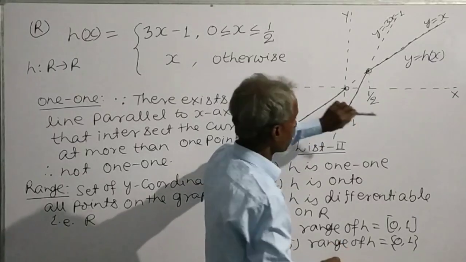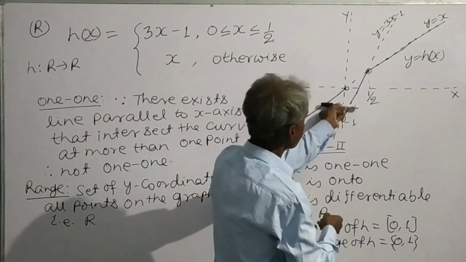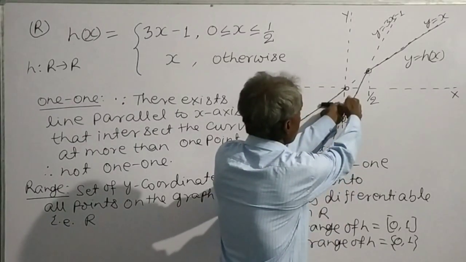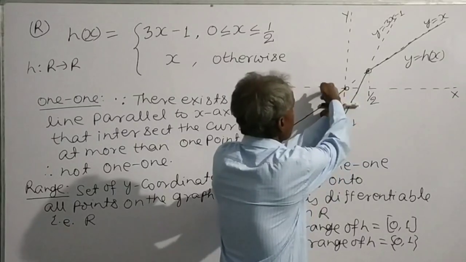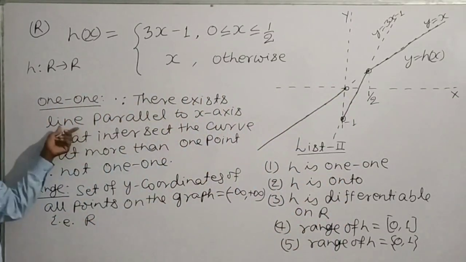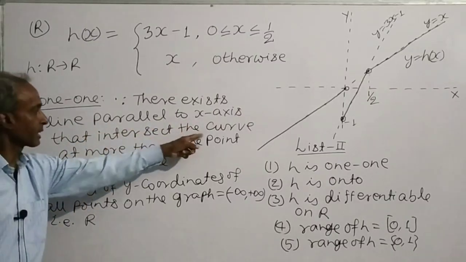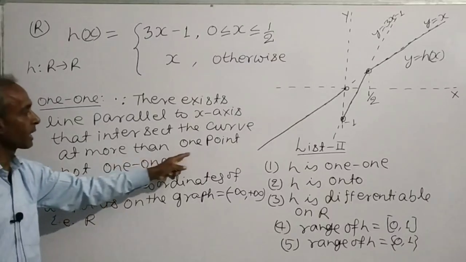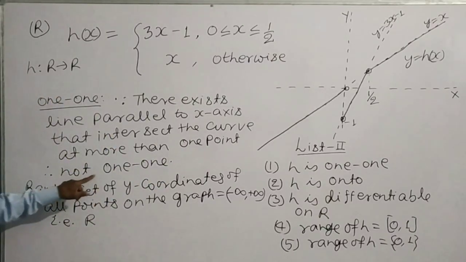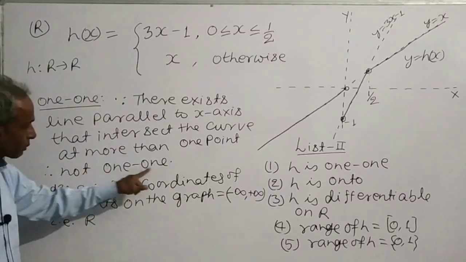We take this line, this plane parallel to the x-axis. This intersects the curve at this point and this point. That means there exists a line parallel to the x-axis that intersects the curve at more than one point. Therefore, this function is not 1-1.